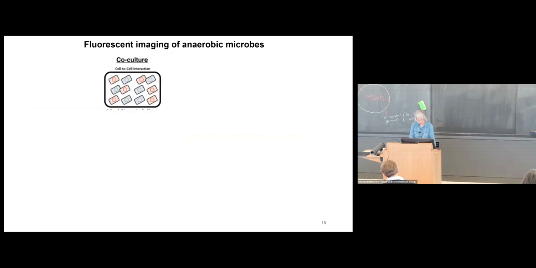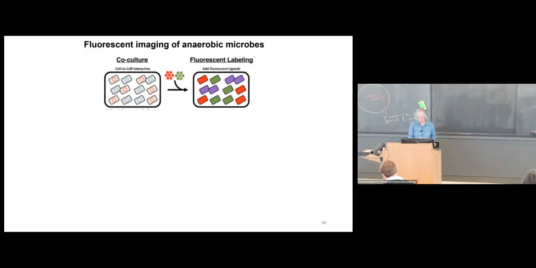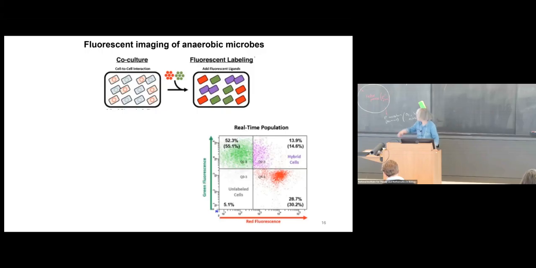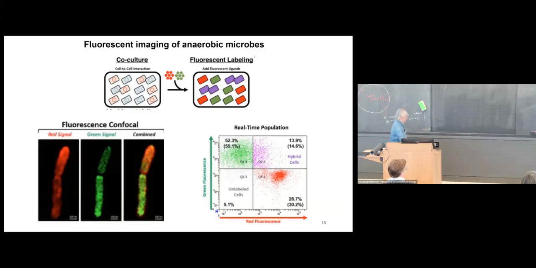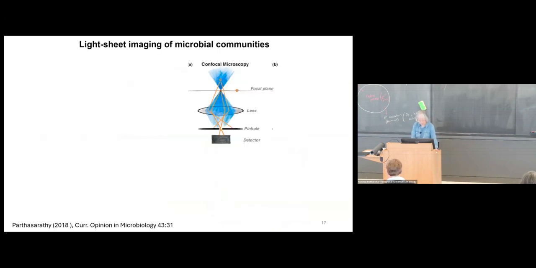Regardless, this is a cute experiment. When you have anaerobes that are red labeled and green labeled, they can fuse, because these two types can fuse. Then if you want to measure the fluorescence, you have to add the ligands and then subject them to imaging. With FACS, you can see the green cluster, the red cluster, and the hybrid cluster. And in the microscopy, you can also see the red, green, and the combined. So there's some hope.